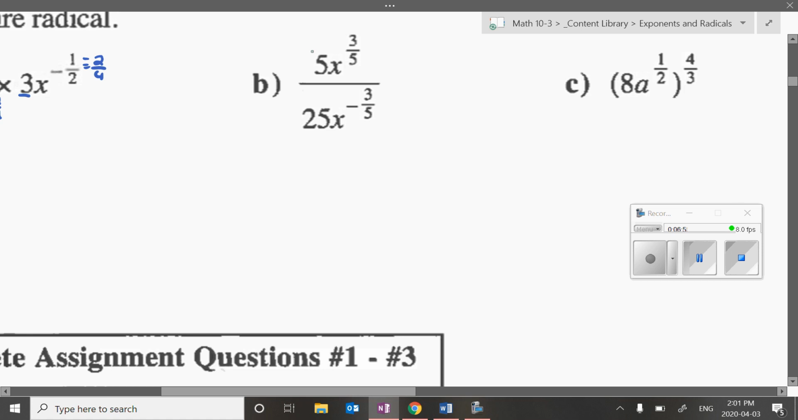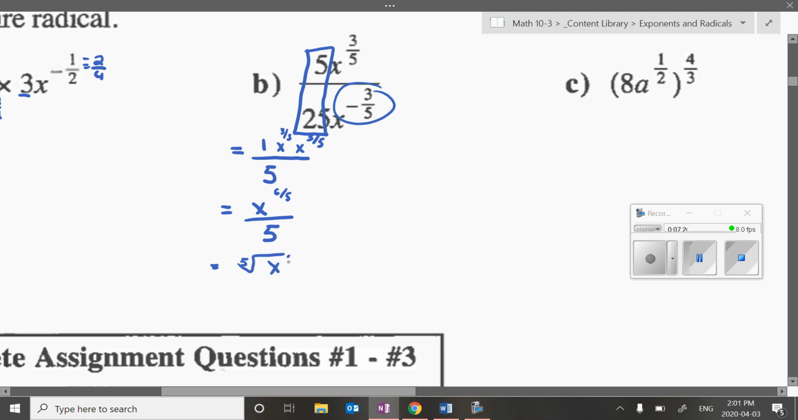I would start off by doing my fractions. So 5 over 25 reduces to 1/5. Times x to the 3/5, that's going to just stay there. This is a negative 3/5, so that's going to move up. So now I can say 3/5 plus 3/5 is equal to 6/5. So I have x to the power of 6 over 5, all over 5. So then that is the 5th root of x to the power of 6, all over 5.